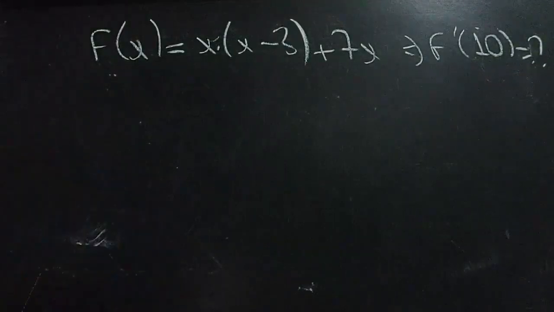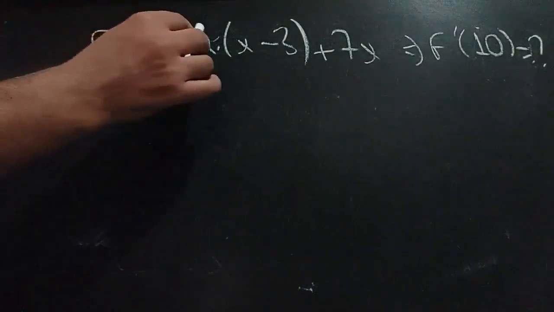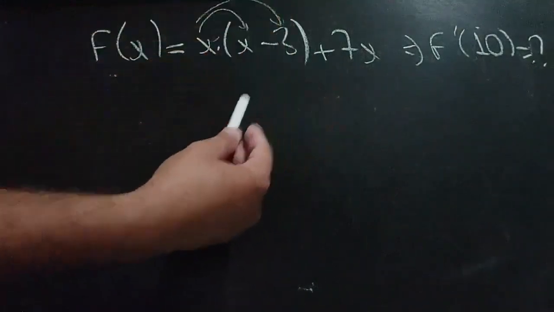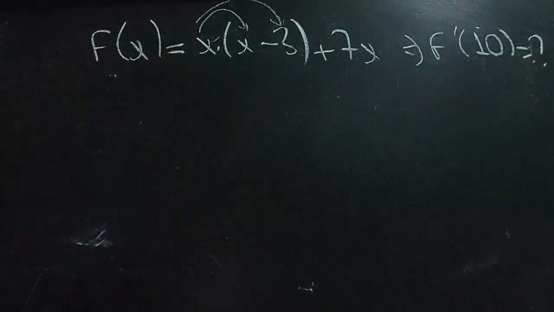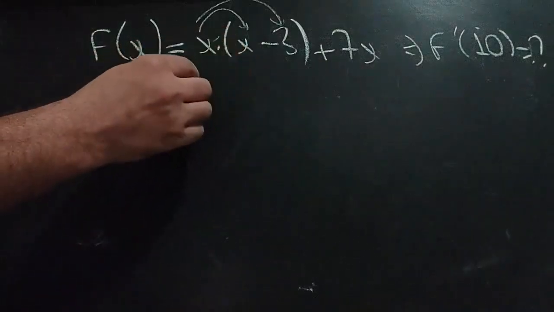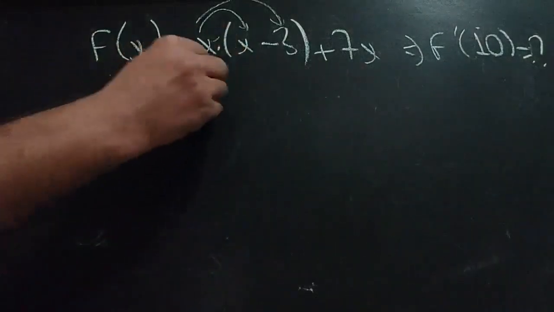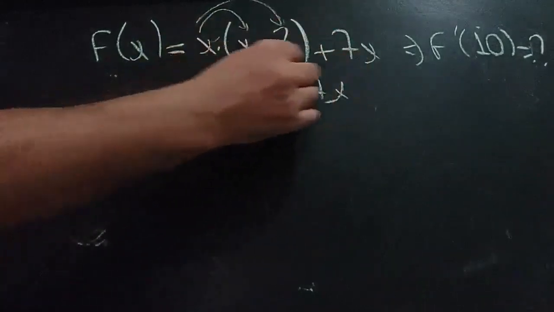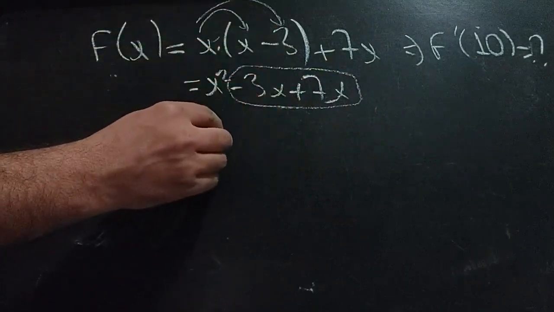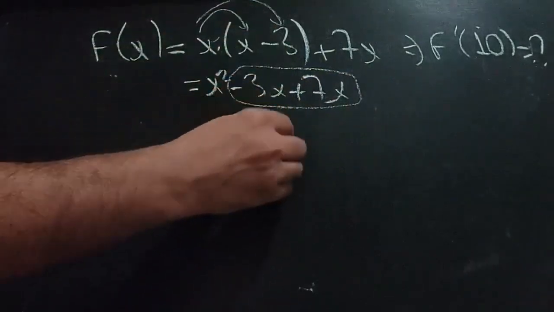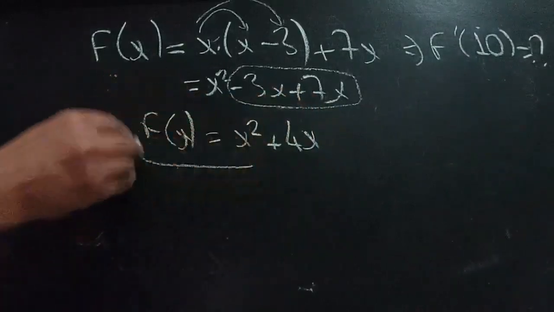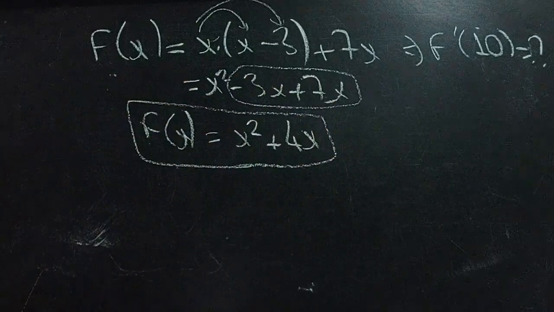So right now in this question you should open this bracket first, and if you have any operation to do, you do that one, then you will try to take the derivative of the function. So I open this bracket, that will be x square minus 3x plus 7x. See, I can do some operation there. Do that one first, which is going to be x square plus 4x. So f(x) is basically x square plus 4x.